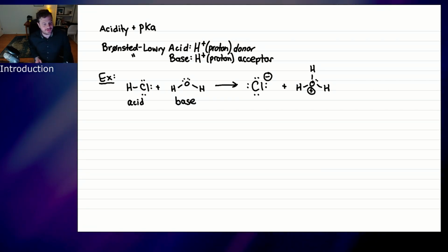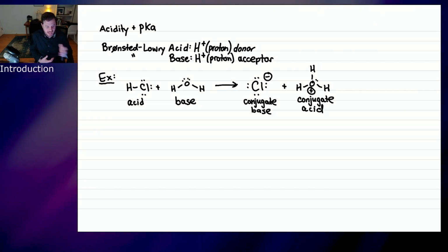We also have names that we give to the products on the product side. So what the acid turns into, so the result of the acid losing a proton, we call that the conjugate base. So that would be the chloride. And the substance that gains the proton, we call that the conjugate acid. So it's a little bit counterintuitive, so you can think of it like the acid turns into the conjugate base, and the base turns into the conjugate acid.